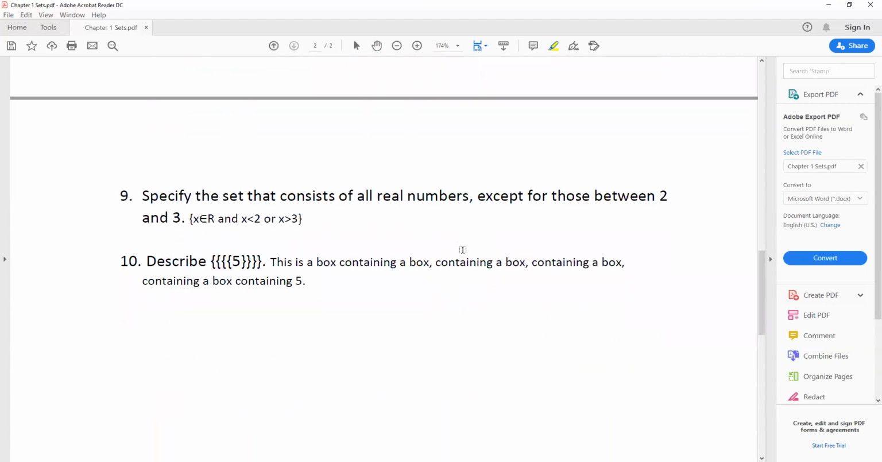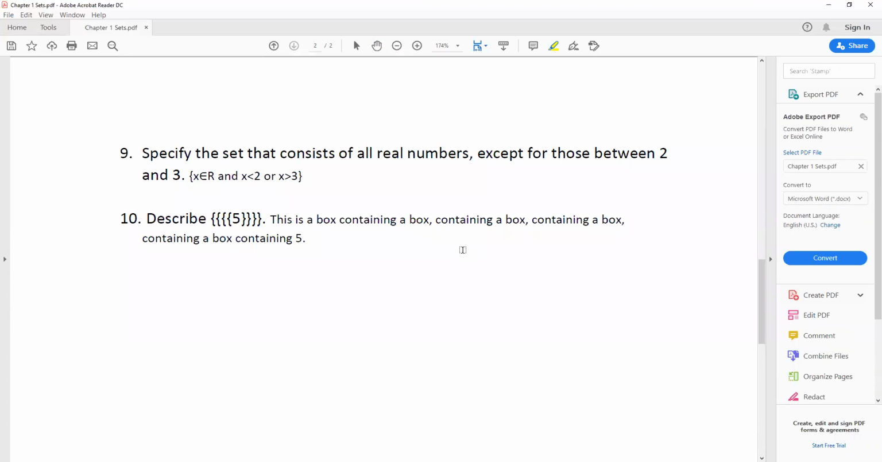Number 9, specify the set that consists of all real numbers except for those between 2 and 3. In this case, I decided to include 2 and 3. So, actually, I did not. I excluded 2 and 3. So what we have here, using set builder notation, we're going to have the braces. And if you read, it says that X has to be an element of the real number system, and X has to be less than 2, or X has to be greater than 3. In other words, X cannot be any number between 2 and 3 inclusive.